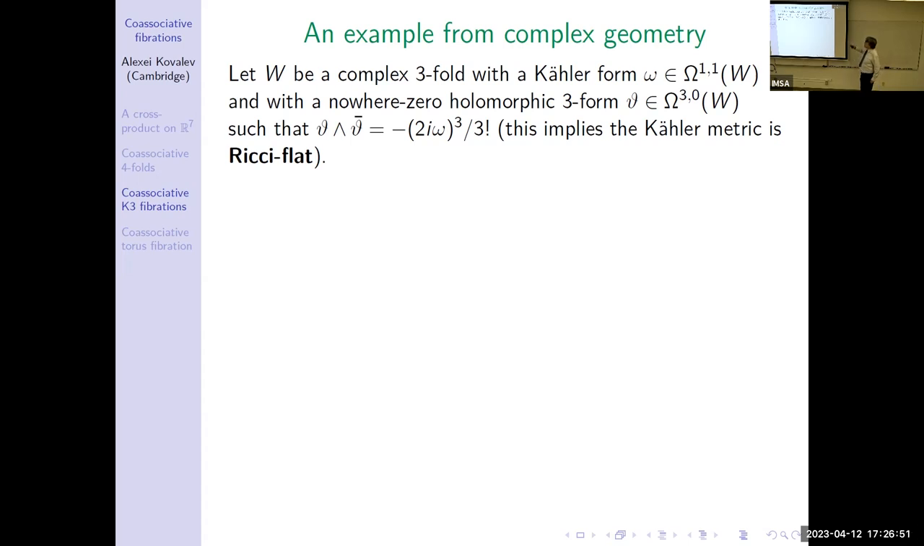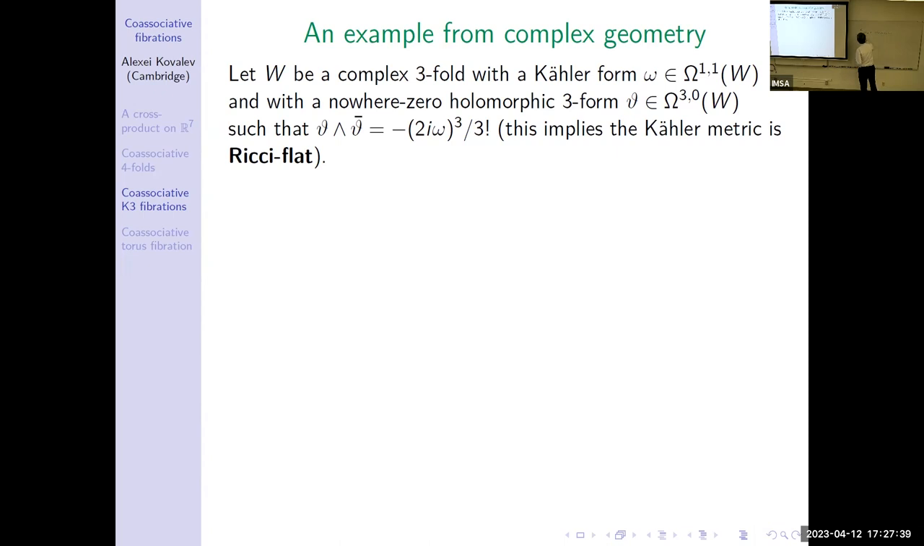And then this algebraic condition, so this theta times theta conjugate, which is a top degree form, is equal to a slightly interesting coefficient times omega cubed, which actually implies that the Kähler metric is Ricci-flat. Let me just write down the model example. If that threefold was actually C^3, then the Kähler form of course will be just the standard symplectic form. So that's i over 2 times dz1 wedge dz1 bar, and similarly dz2 wedge dz2 bar plus dz3 wedge dz3 bar.